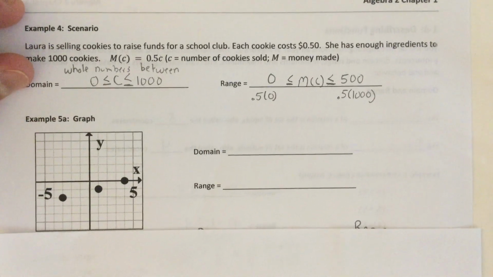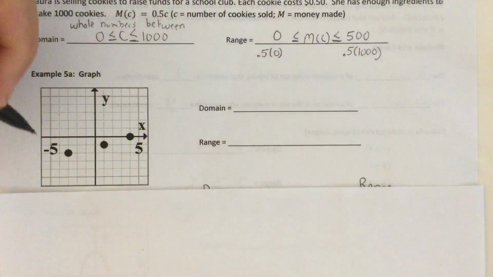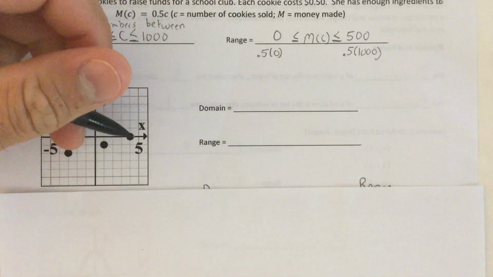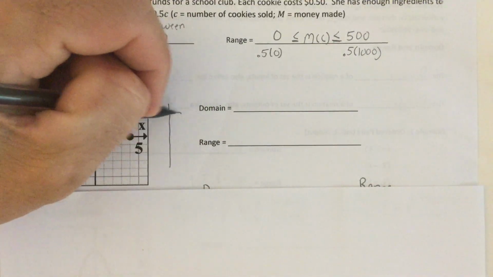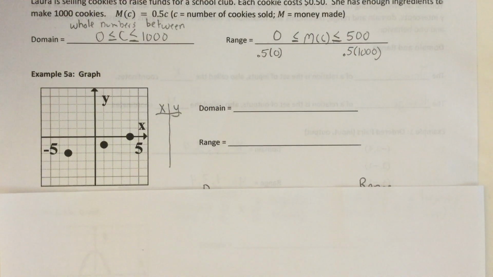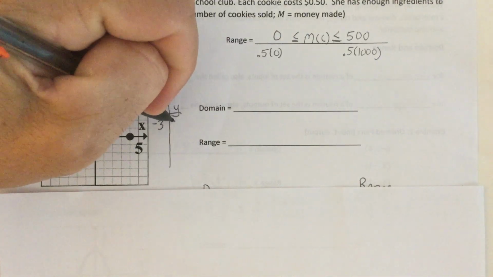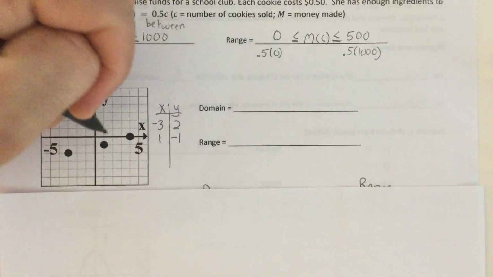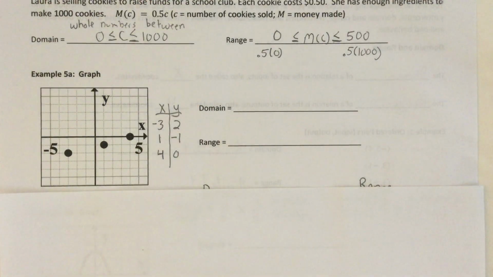All right, so then next we have graphs. And graphs can get a little tricky, because depending on the type of graph is how you're going to write it out. In this case, this is called a discrete graph, when it's just the points. Since we only have 3 points, we can write those as ordered pairs in a table. So this is the point -3, 2. This is the point 1, -1. And this is the point 4, 0. There are no other points on that graph. It's just those 3.